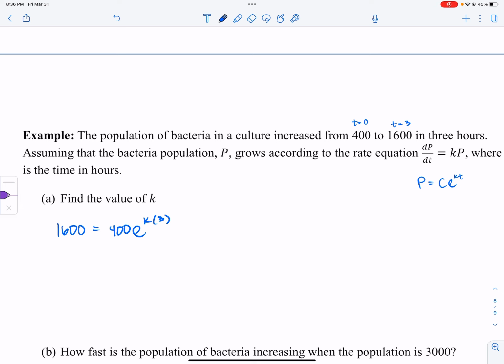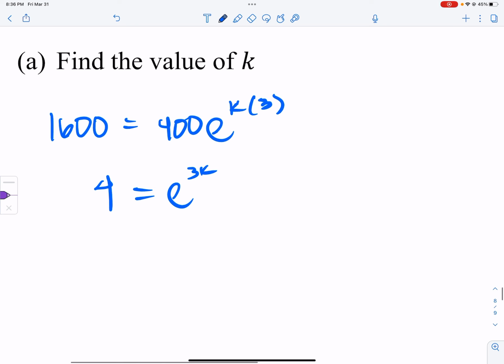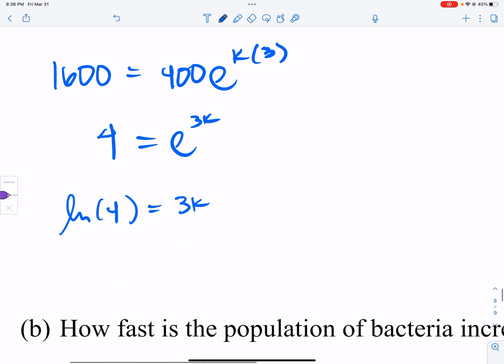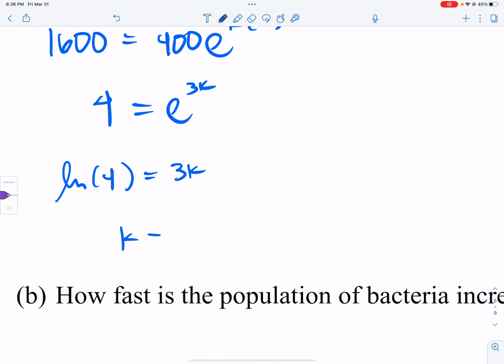So if we divide 1600 by 400, we would get 4 equals e to the 3k power. And then rewriting that in log form, which you can also think about taking the natural log of each side of the equation, you would end up with ln of 4 is equal to 3k. So that means, flipping this around, k is equal to natural log of 4 over 3.